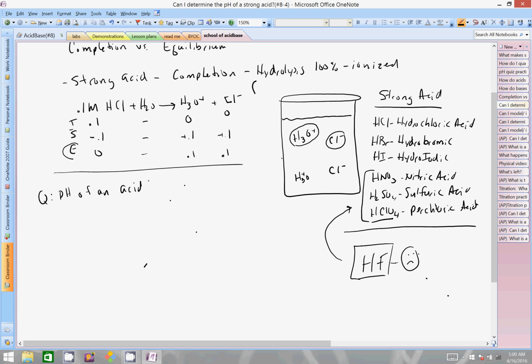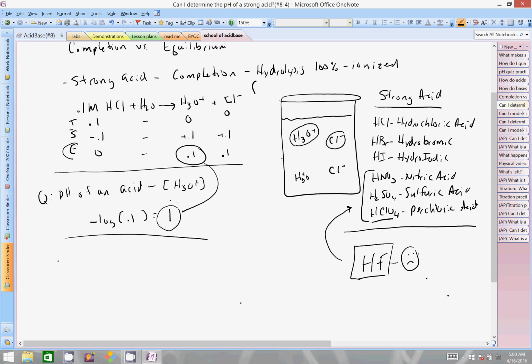So, what if our overall goal here is, what is the pH of an acid? Well, the pH is determined by the concentration of the H3O plus ions. So I take the negative log of the concentration, 0.1. And if you remember, negative log 0.1 is just 1. So my pH is 1.